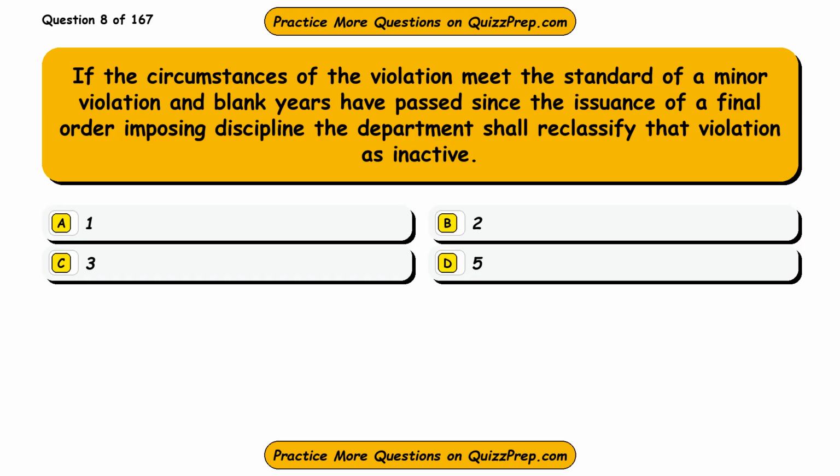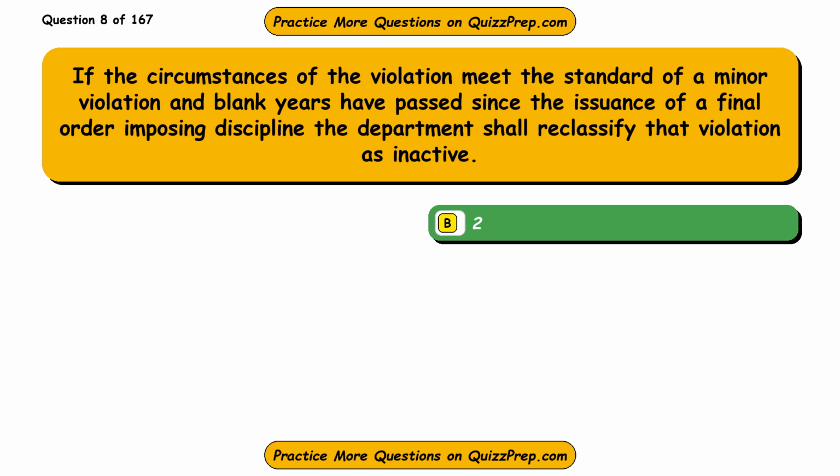Question 8. If the circumstances of the violation meet the standard of a minor violation and blank years have passed since the issuance of a final order imposing discipline, the department shall reclassify that violation as inactive. Option A 1, Option B 2, Option C 3, Option D 5. The correct answer is option B, 2 years.